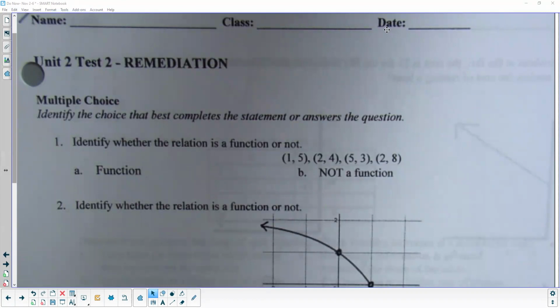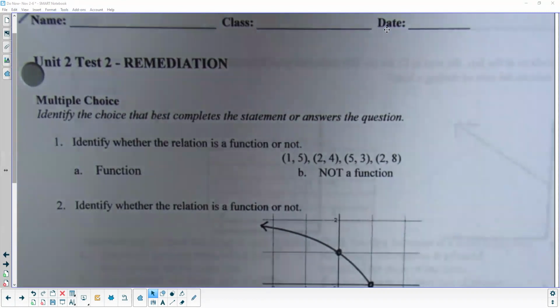All right, remediation. Here's how you're going to check your answers. I'm going to go through it. I'm going to talk about each question, and this is how you check your answers. When you're ready to retest, you are to take your remediation to your teacher, show her that it is completed fully, and then y'all will talk about your retest options.